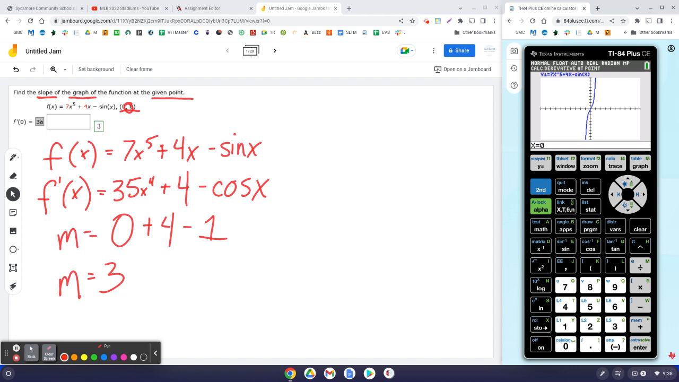Come on, this machine isn't working. And there it is. You see it right here? dy dx equals 3.0000. Basically the same thing. That makes sense? So anytime you are looking for a slope at a given point, we can use our calculator to do that. Okay, good question. Boom.